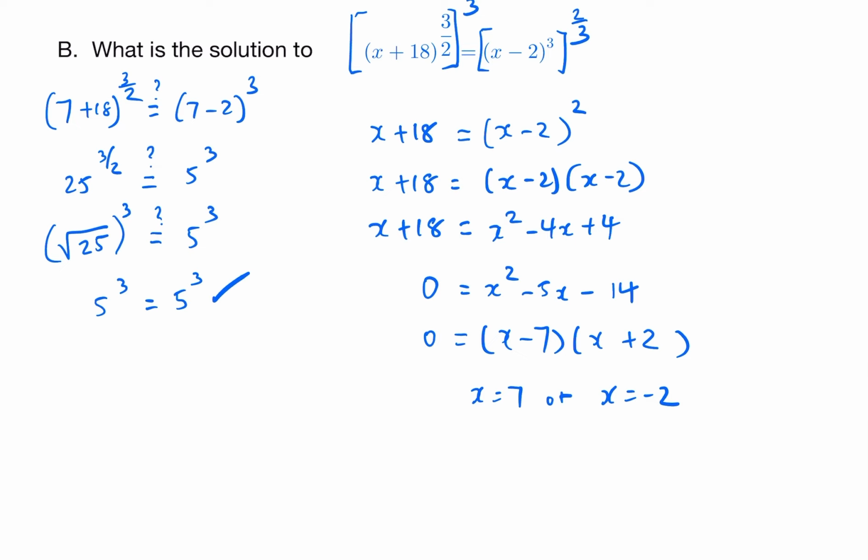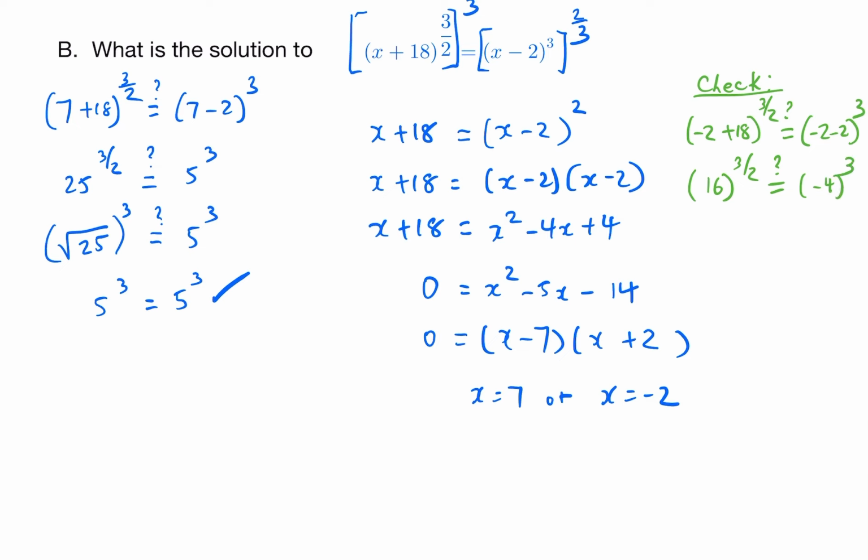And let's do one more check on the right side here. I forgot to write the word check on the other side, but hopefully you understood that. Is negative 2 plus 18 raised to the 3/2 power equal to negative 2 minus 2 cubed? Well, negative 2 plus 18 is 16 raised to the 3/2 power, and is that equal to negative 4 cubed?